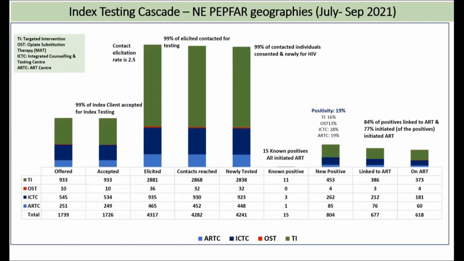It can be TI, OST, ICTC, or ART center, provided the person is trained in offering index testing and different skills of how we can improve on contact elicitation, and appropriate linkages need to be ensured wherever the contact elicitation is done, wherever the HIV testing was done.